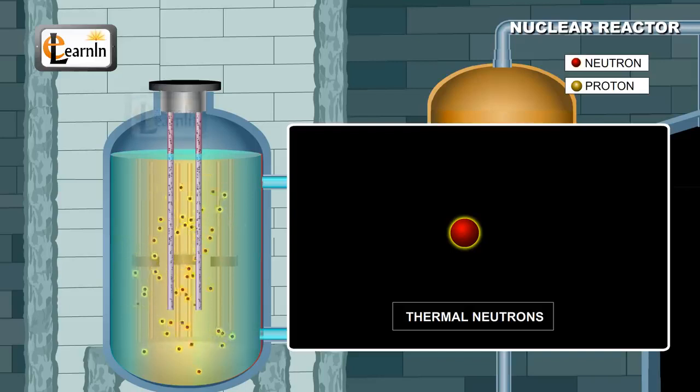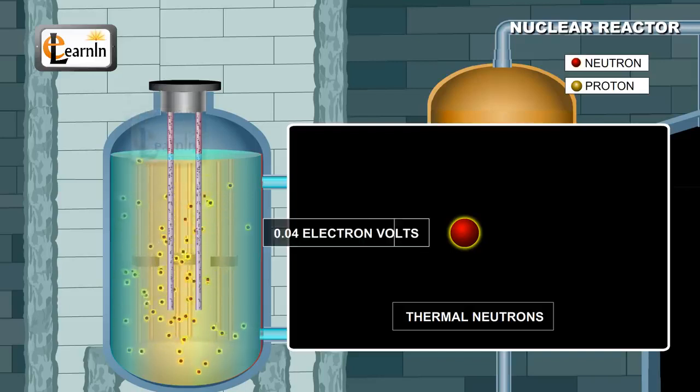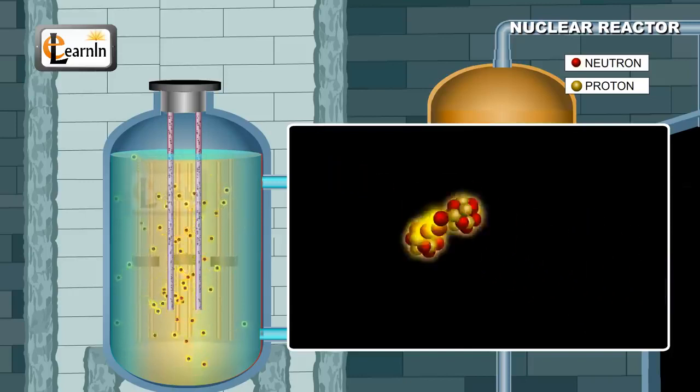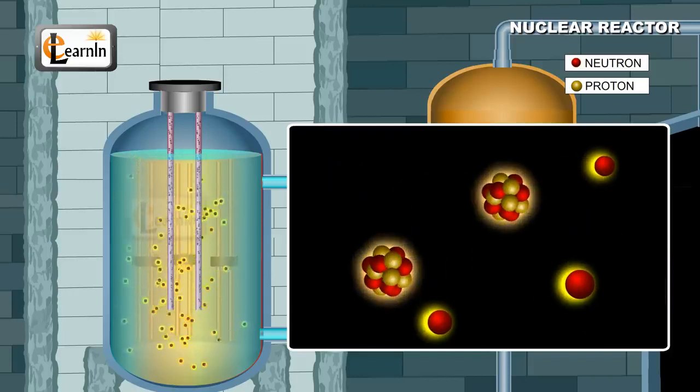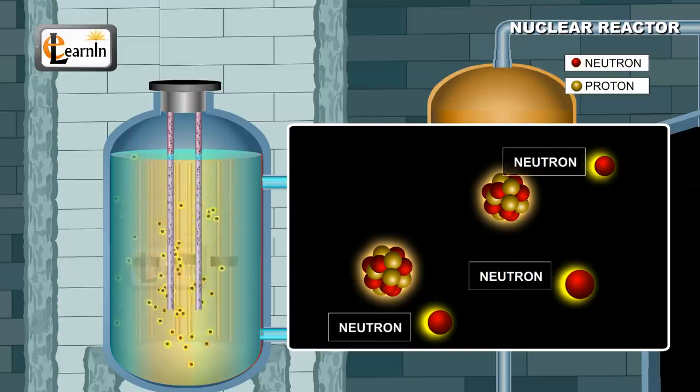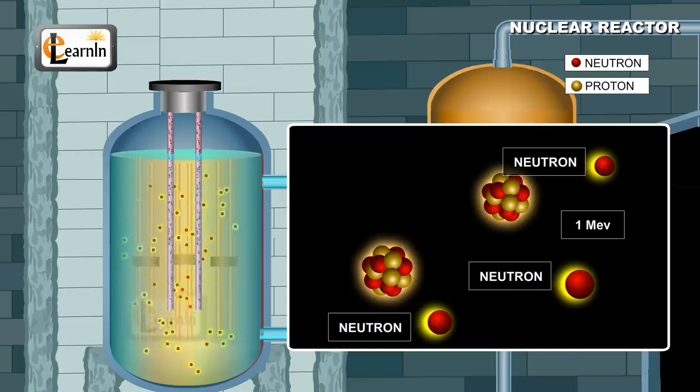Thermal neutrons, which are the neutrons with energy of about 0.04 electron volts, are capable of producing fission reaction with uranium-235. During the fission reaction process, new neutrons are given out, which have energies of about 1 MeV. This is 1 mega electron volts.